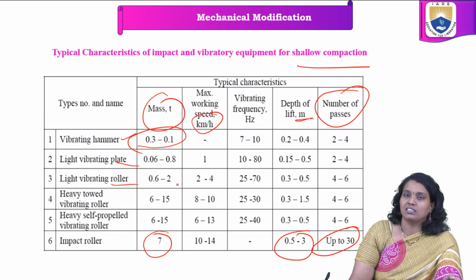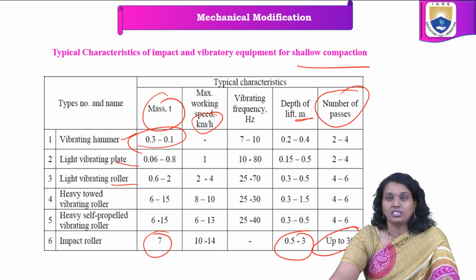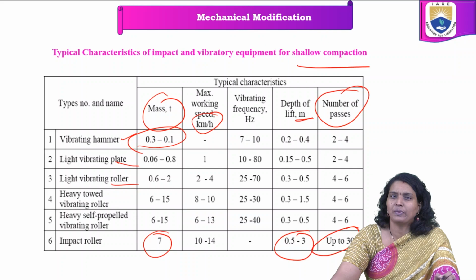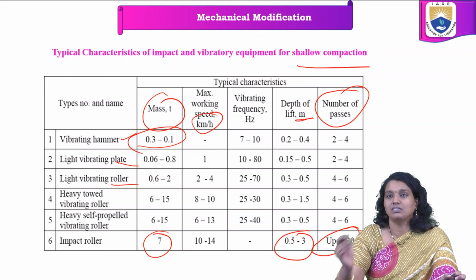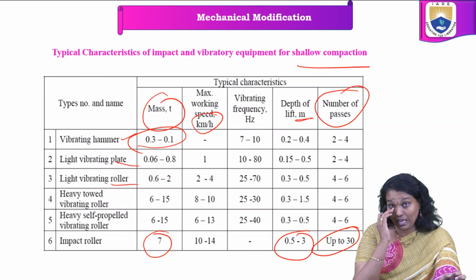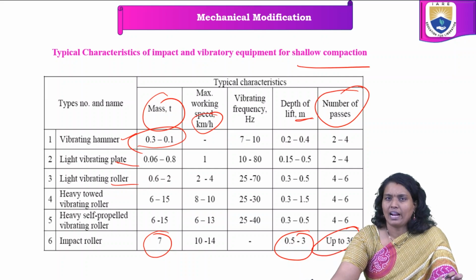Coming to the light vibrating roller, this is a plate and this is a roller. In this, the mass is 0.6 to 2, the max working speed is 2 to 4, the vibrating frequency is 25 to 70, the depth is 0.3 to 0.5, and the number of passes is 4 to 6. Similarly, the heavy vibrating roller and the heavy self-propelled vibrating roller also have their different characteristics.